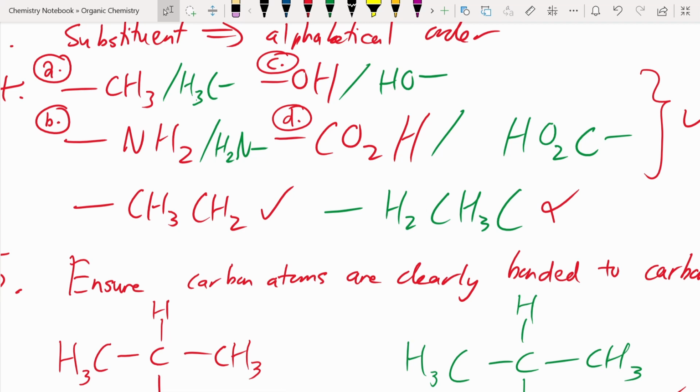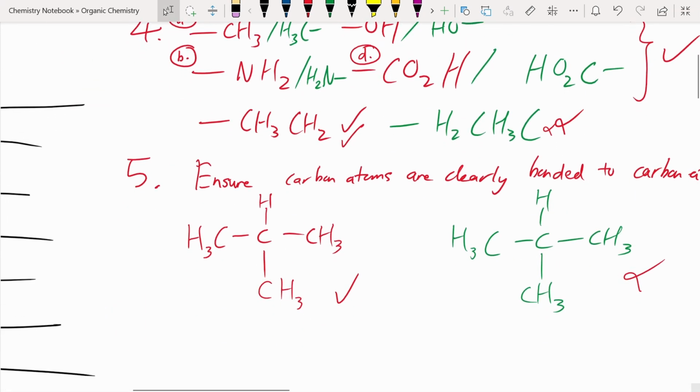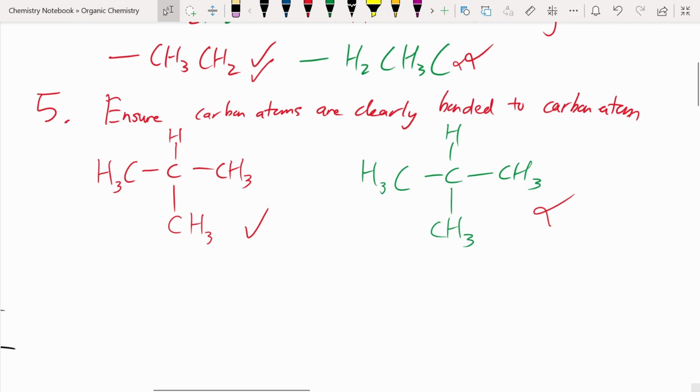So in this case, this is correct, this is wrong. Yeah, this is wrong. Okay. Then the 5th rule is that when you are drawing the bonds between atoms, you must draw it in the sense that the atoms are correctly bonded to the correct atom. So the central atom must be bonded to the carbon in methyl. The central atom must not be bonded to the hydrogen in the methyl group.